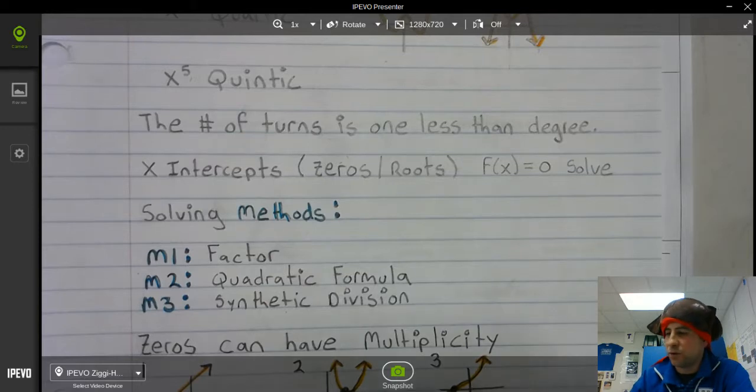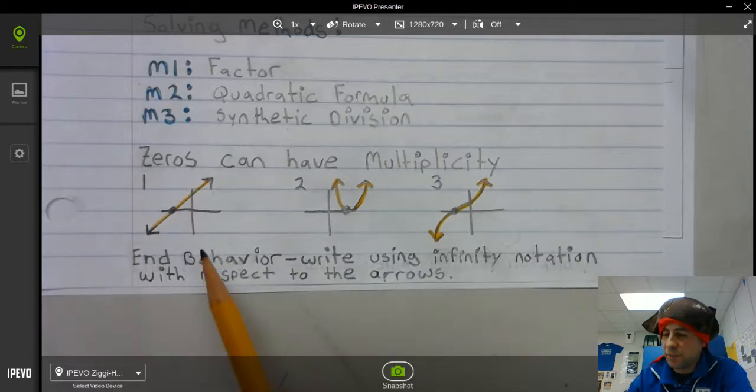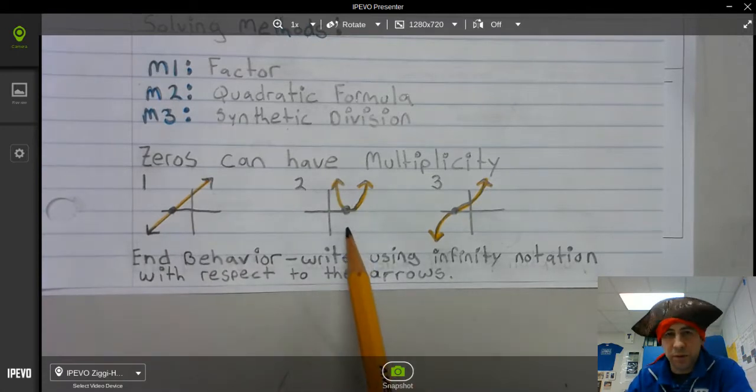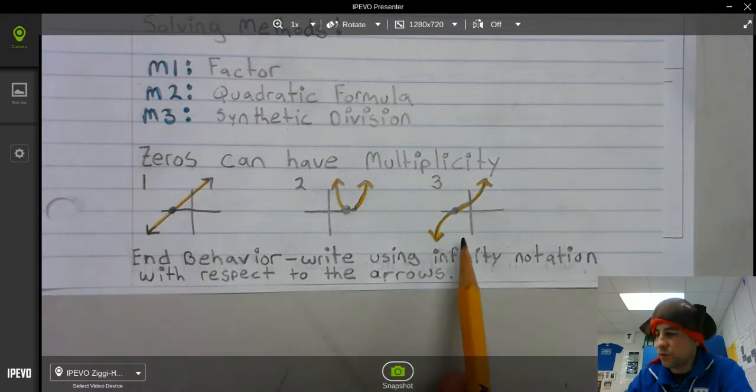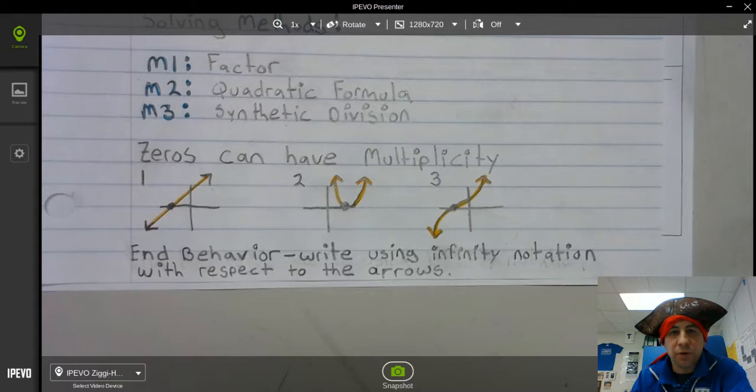All right, now that those notes are updated, let's look at it here, okay? Now, zeros, when you're finding zeros, they can have multiplicity, okay? And if the zero has a multiplicity of 1, this is what the graph will do. If it has a multiplicity of 2, this is what the graph will do. And if it has multiplicity of 3, this is what the graph will do, okay? Now, the end behavior, write using infinity notation with respect to the arrows. So if you would, pause the video and update your notes.